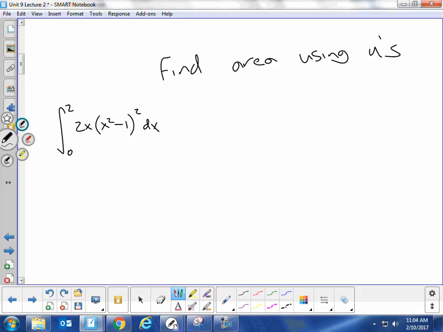Okay, U-substitution. We'll set u equal to the inside of our composition. Take the derivative, solve for dx, substitute in. But once we substitute in u's, change your interval. Instead of from 0 to 2, change it to a u to another u.